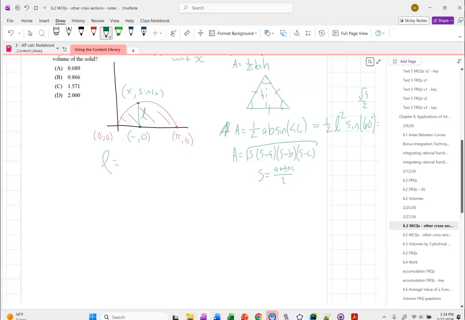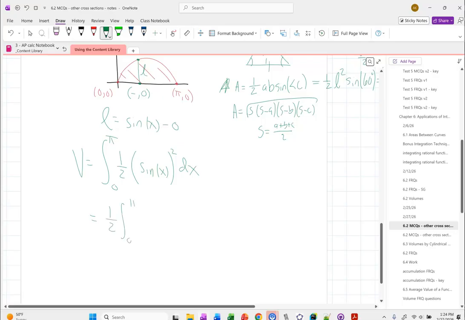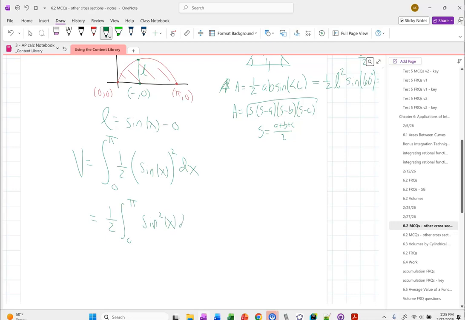So L is just going to be the top y coordinate minus the bottom y. So my volume is the integral of 1/2 L squared dx. And since we're integrating with respect to x, we start slicing vertically at x equals 0, and we end at x equals pi. So if I wanted to try to do this, I'm going to have 1/2 integral of sine squared dx.